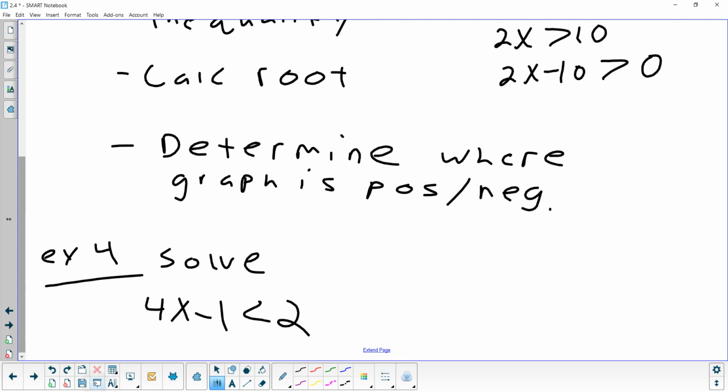But the real point of this problem is to see how to do it on a calculator. Because eventually we're going to have more complicated ones. Maybe we can't solve with algebra. So we'll start with a simple one that we already know the answer to. Okay, so keep that in mind. X is less than 3/4. That's the answer. All right.